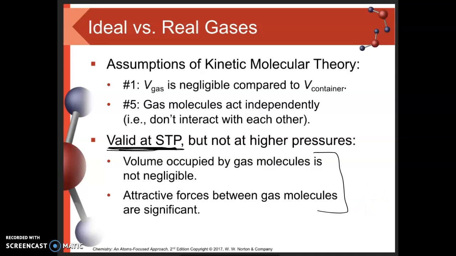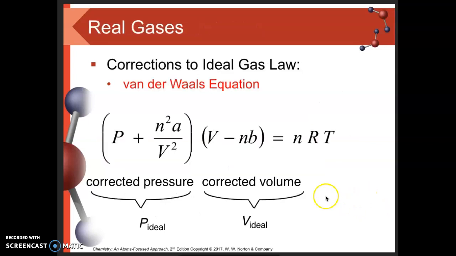Now, luckily, some people who have come before us have helped us correct for those deviations from ideal behavior. That leads us to something called the van der Waals equation. I wouldn't get caught up in memorizing this equation. I'm not going to ask you about it. What I want you to understand is that when we have deviations from ideal behavior, this is how we account for them. There are two correction factors: a pressure correction and a volume correction.